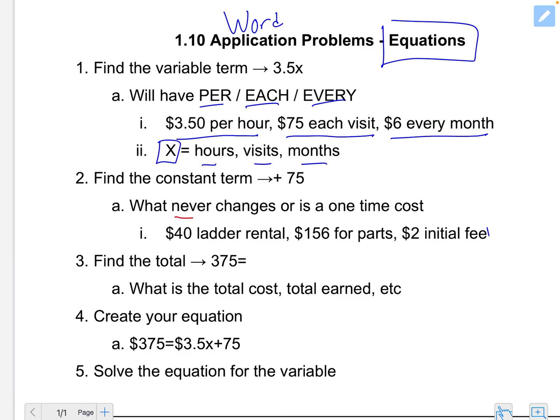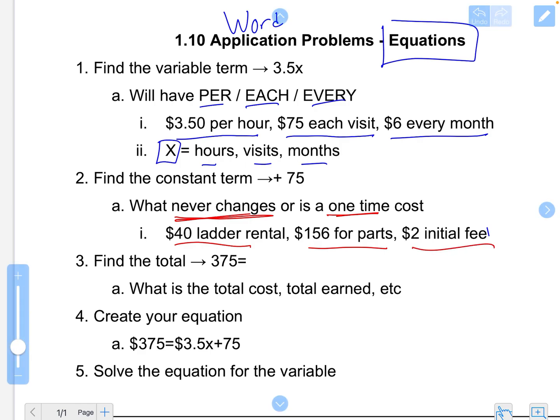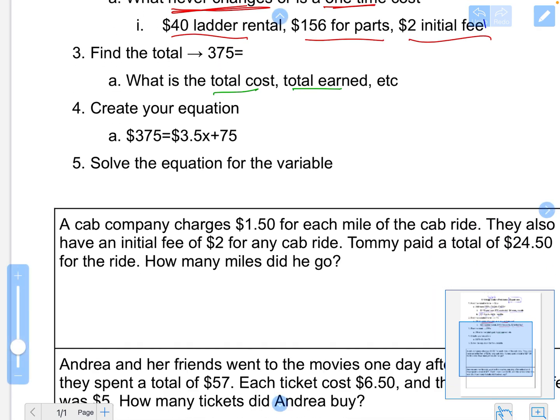The next thing that we need to find is the constant term. It is the thing that never changes or is a one-time cost. So a $40 ladder rental that the painters use, $156 for the parts, and it takes 3 hours to fix, a $2 initial fee. This is just going to be the number that we add or subtract after the variable term. And then the last thing that we need to find is the total. Total cost, total earned, etc. So we're going to turn the variable term, the constant term, and the total into our equation, and then we're going to solve. So let's look at a couple of our practice problems.